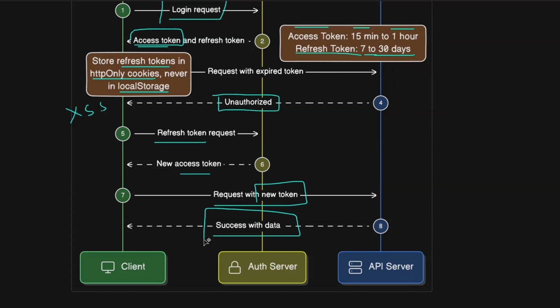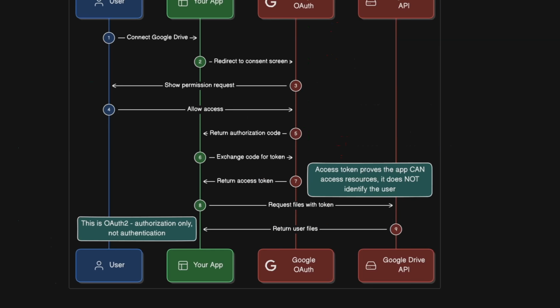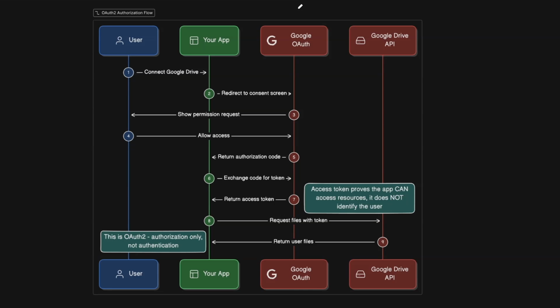Next, let's get into OAuth 2 and OpenID Connect, which are some of the misunderstood concepts, and let's clarify whether these are authentication methods or authorization frameworks and how they work. OAuth 2 is one of the concepts that is often misunderstood. It's an authorization framework and not an authentication. So it answers what can this app access on behalf of the user.